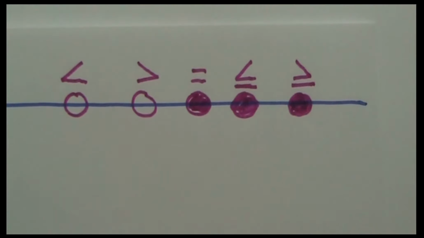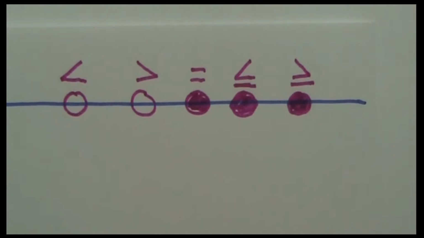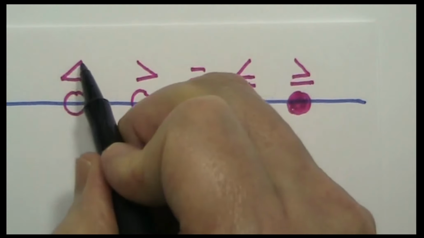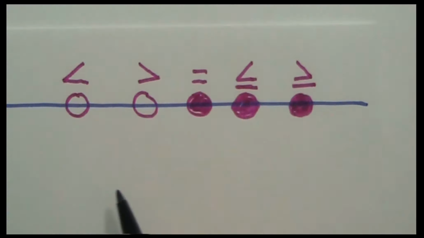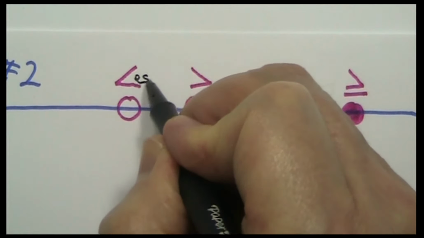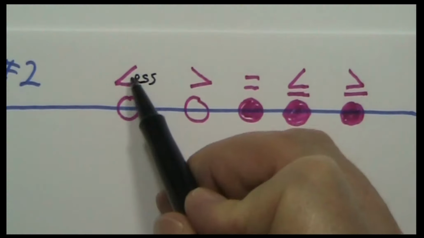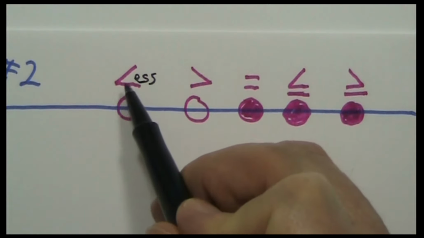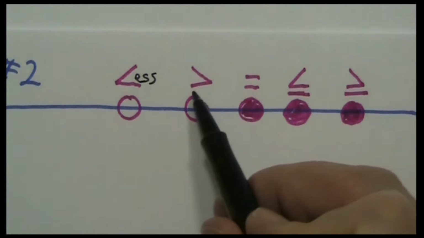And another thing to remember, which one is less than and which one is more than. This looks kind of like a slanted L. So you can kind of think of it as being less. See how it looks like L, less? This is less than. And this one is more than.